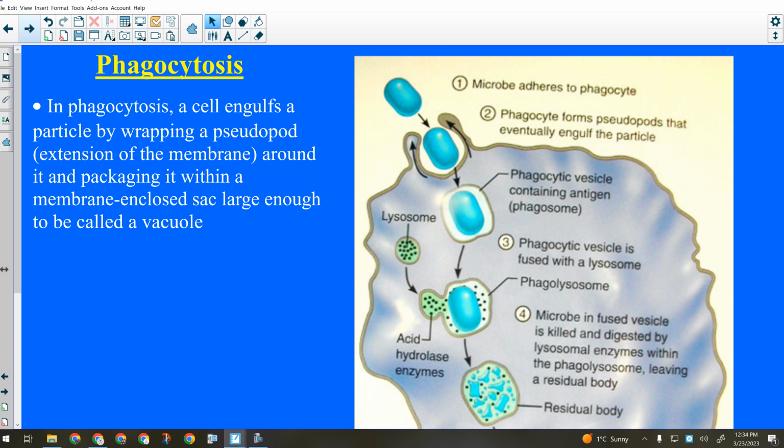In phagocytosis, the cell engulfs a particle by wrapping what's called a pseudopod, a false foot, around it and packaging it within a membrane-enclosed sac large enough to be called a vacuole. This is also how a lot of your immune system's cells kill infection. You have a lot of immune cells that will actually eat invading organisms in order to get rid of them. So phagocytosis is engulfing a solid particle. The membrane engulfs a solid particle, usually food.